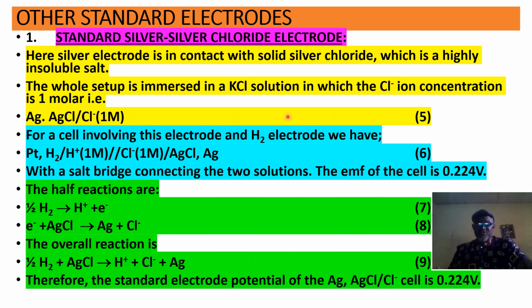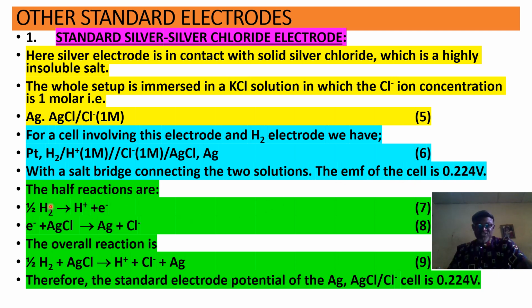Now for a cell involving this electrode and the hydrogen electrode, remember this left hand side is already our hydrogen electrode, oxidation of hydrogen to hydrogen ion, and then for us now is silver chloride, and the potassium chloride, which is 1 molar solution, supplies this chloride here. So this right hand side here is one half cell, this is another half cell, and by our representation of cells, these two slanted lines here show that there's a salt bridge connecting the two solutions. And the EMF of this cell is 0.224 volts.